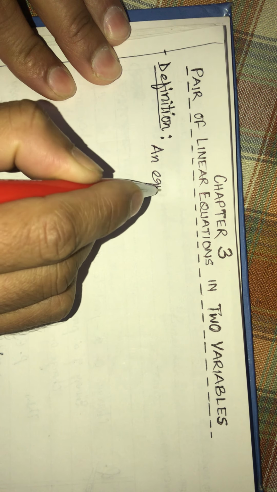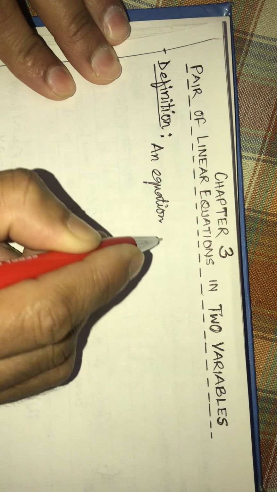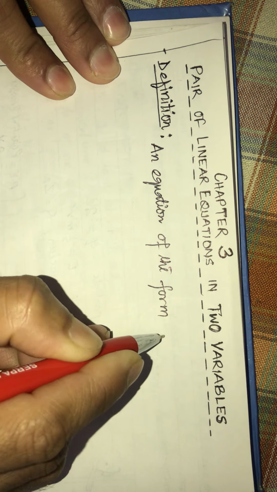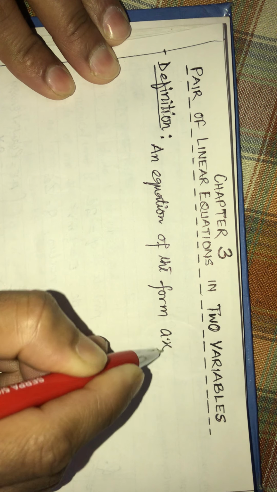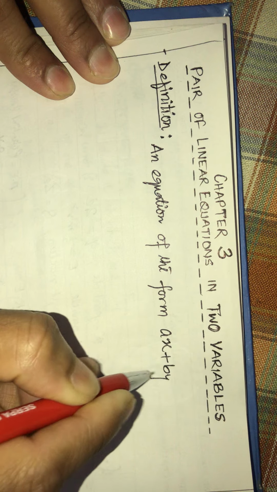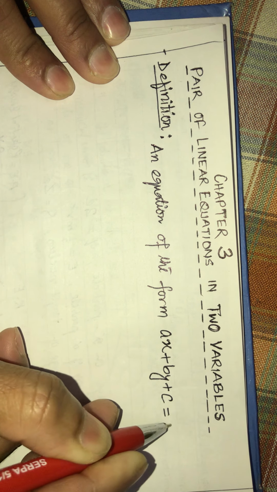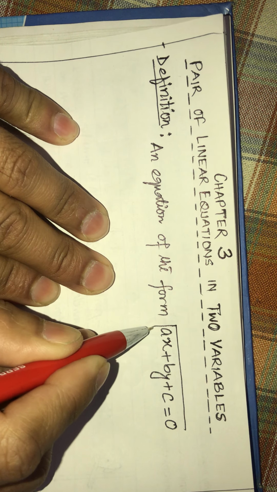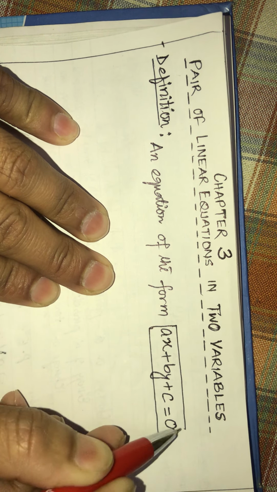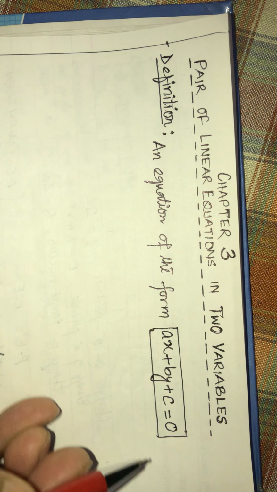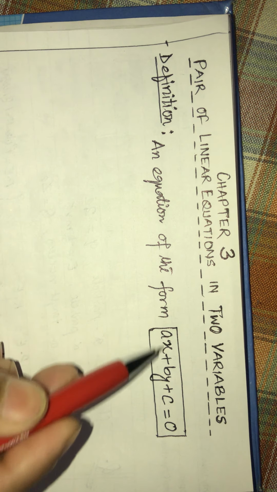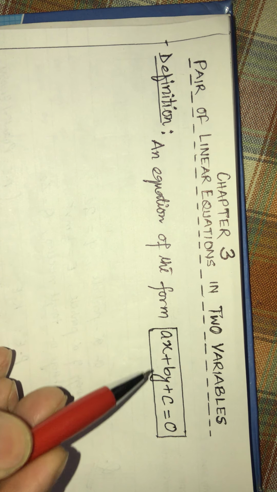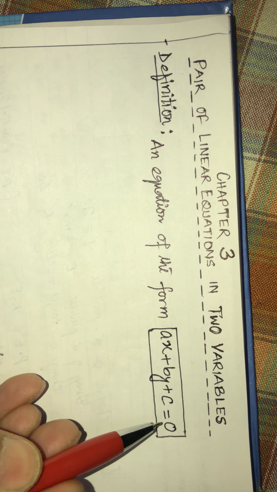So this is how we define an equation of the form, this is very important, ax plus by plus c equal to 0. This one is the general form, or we can say standard form of any linear equation. General form is better, because a, b and c can be any real number, so we call it general form. This is how we define it in class 9.